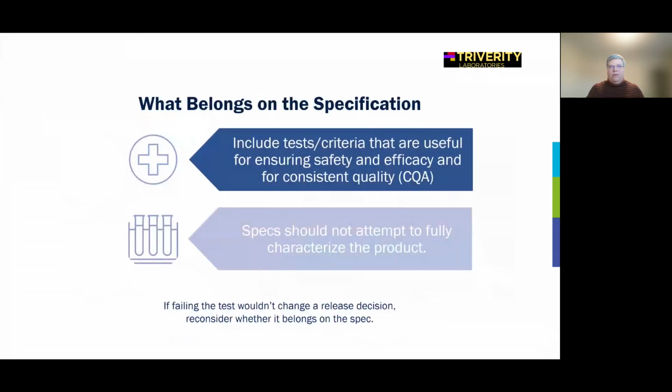What belongs on the specifications? You really want to include tests and criteria that are useful for ensuring the safety and efficacy and for consistent quality. So you want to look at the critical quality attributes of your product, and that really is what should drive what goes on your specifications. Your specs shouldn't attempt to fully characterize your product. And a good rule of thumb for this is if failing that test wouldn't change whether or not you would release the product to market, then you really need to reconsider whether it really belongs on your specification or not.